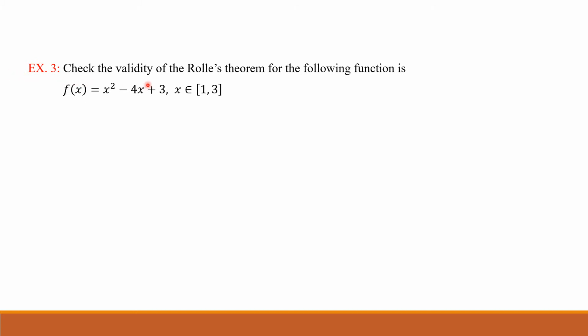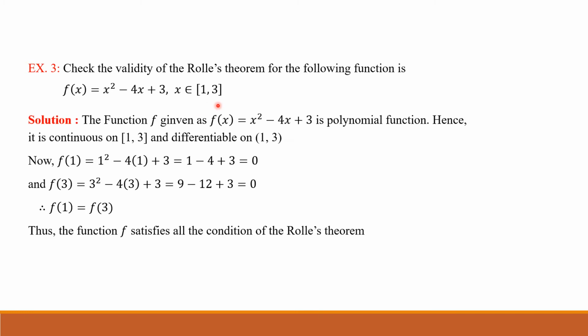Example number 3. Check the validity of Rolle's theorem for the following function: f of x equals x square minus 4x plus 3, x belongs to closed interval 1, 3. Solution. f is a polynomial function. Hence it is continuous on the closed interval and differentiable on the open interval. Here a equals 1, b equals 3.